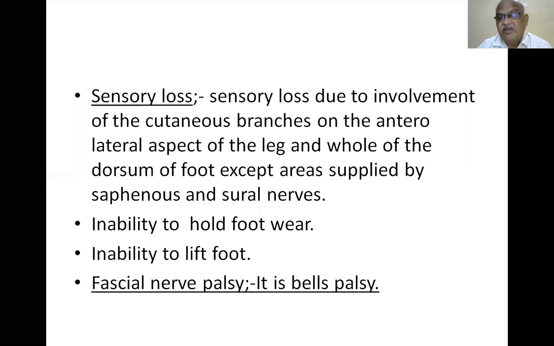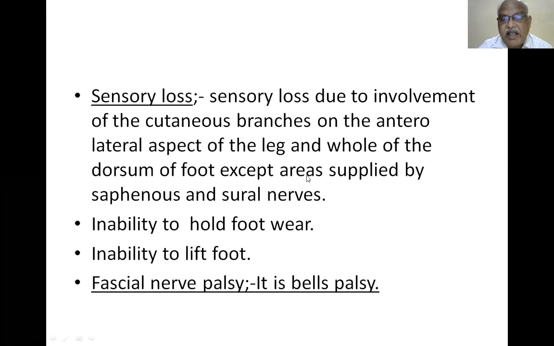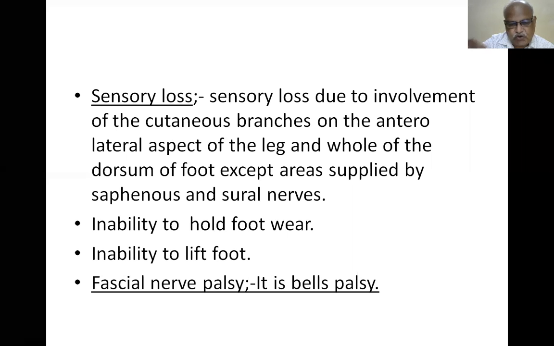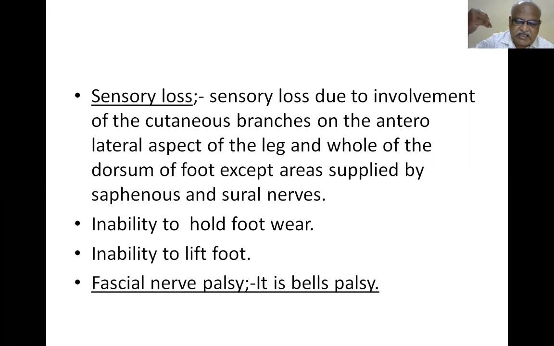Now, sensory loss. Sensory loss occurs due to involvement of cutaneous branches on the anterolateral aspect of the leg and the whole of the dorsum of the foot, except the area supplied by the saphenous and sural nerves. Because the saphenous and sural nerves arise from above the level of injury, the neck of the fibula, where the common peroneal nerve winds round, they are not associated with common peroneal nerve injury.